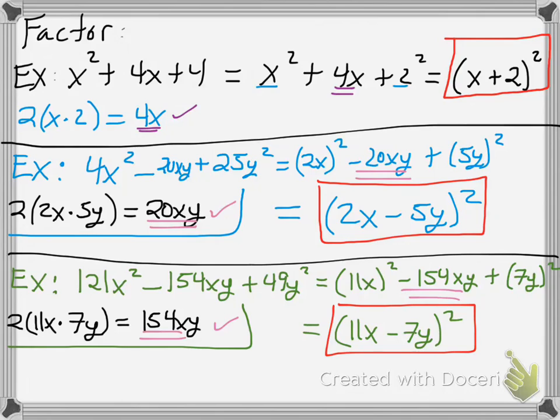I also show you the AC method. That video is floating around also. This is not a good problem to do by the AC method, which means we would be multiplying 121 times 49, and that's like a big number, and then we'd be looking for factors of that big number that add up to or have a difference of 154. So it wouldn't be pretty.